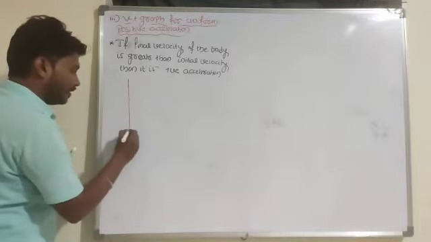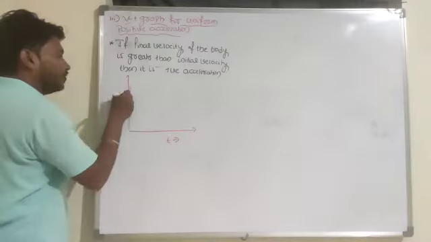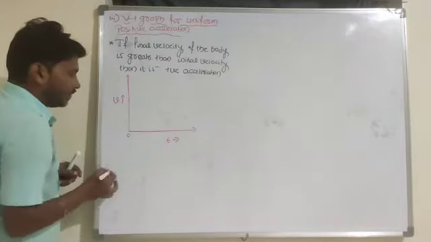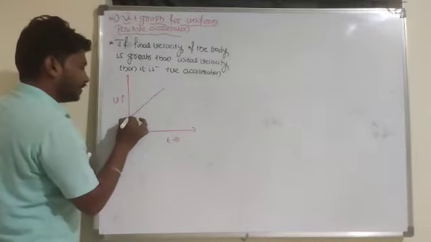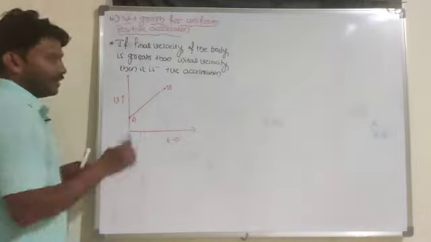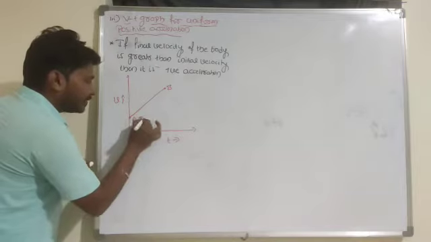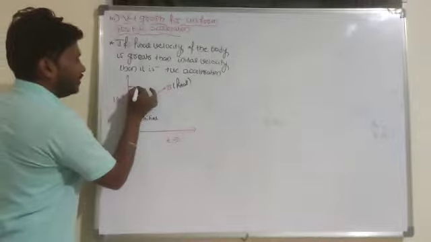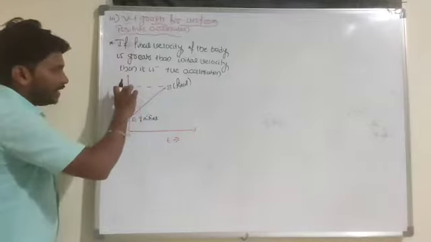Now I have to draw the velocity time graph for the object moving with uniform positive acceleration. So this is the origin. The object is moving from this point. Point A is the initial velocity. Point B is the final velocity. From the graph, this is the initial velocity and this is the final velocity, intercepting the y-axis at point A and point B.